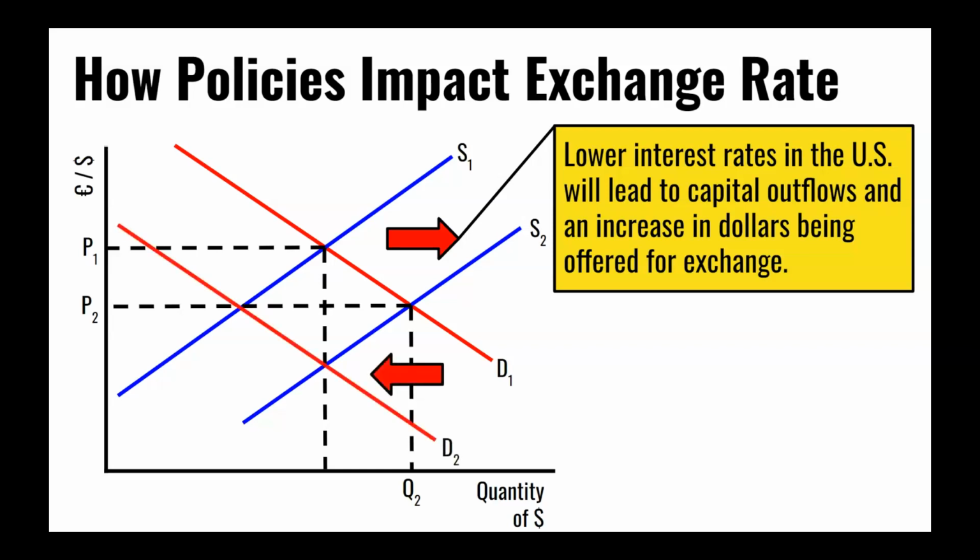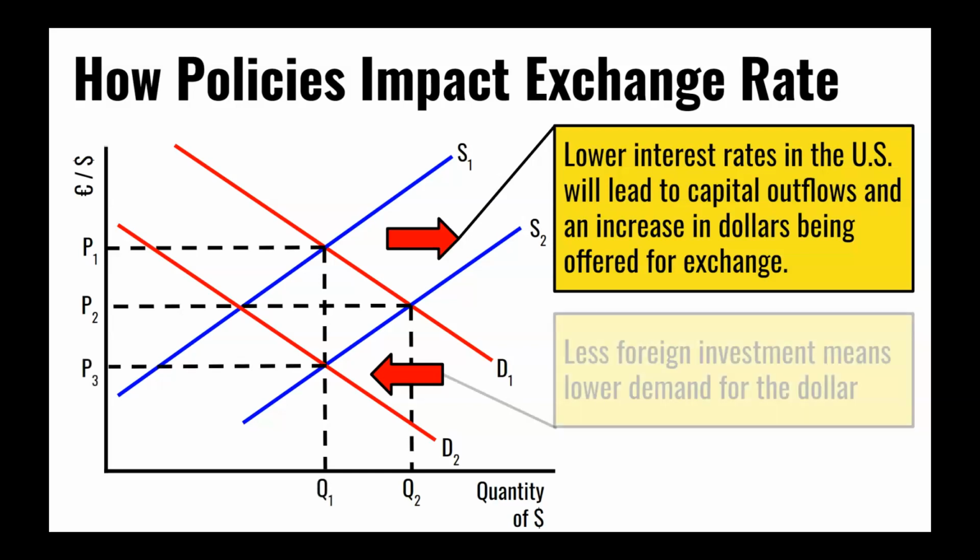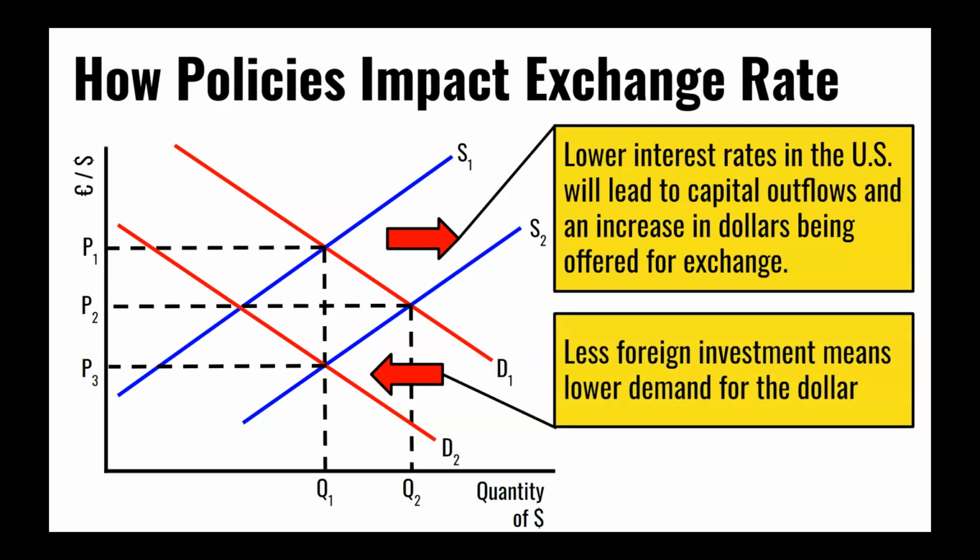At the same time, you'll see a left shift in the demand for dollars because now there's fewer needed in the market. Certainly Europeans no longer want US dollars. Lower foreign investment means less demand for the currency, which causes that price to drop even more. So we see this depreciation of the dollar relative to the euro. When the currency depreciates, that has an impact on net exports.